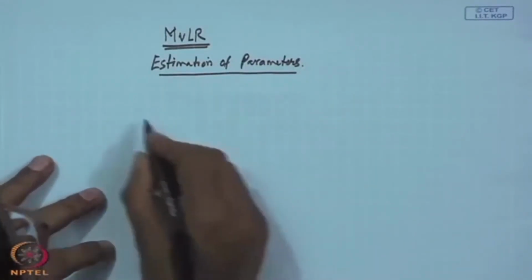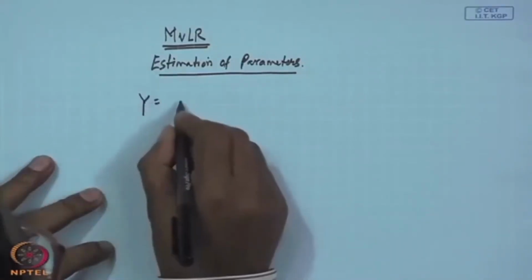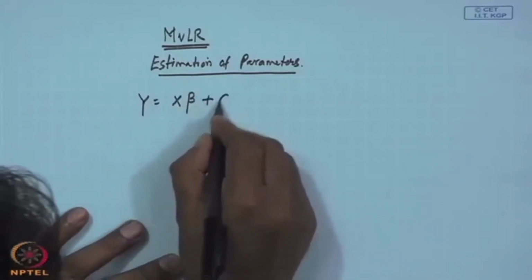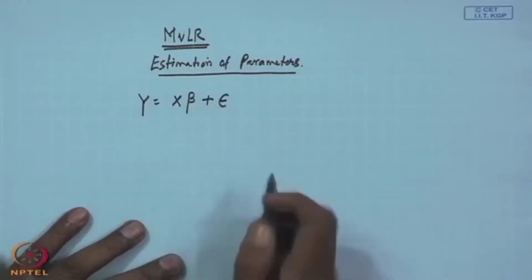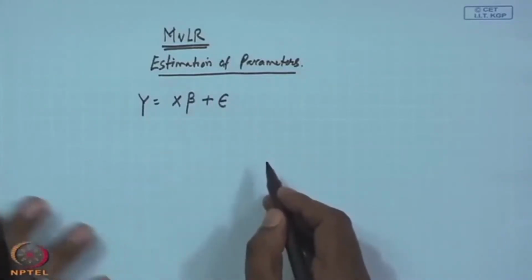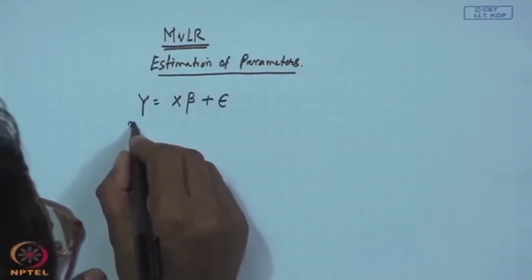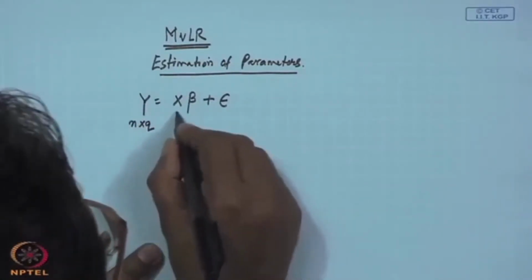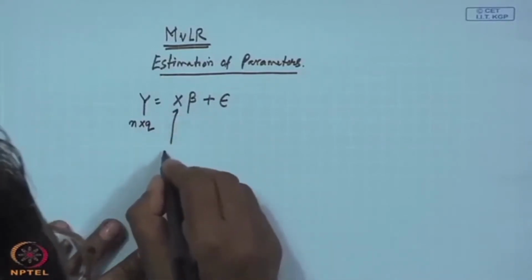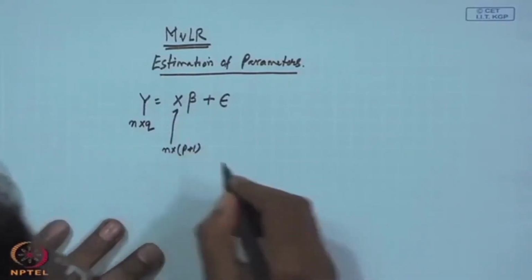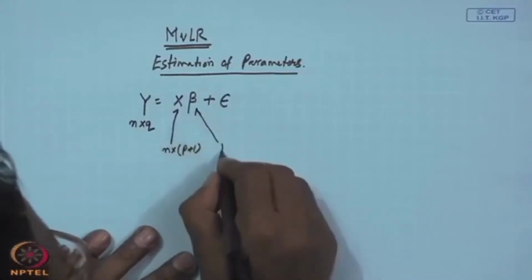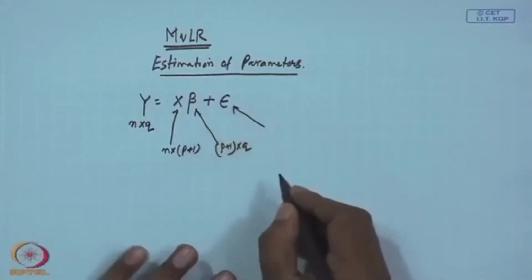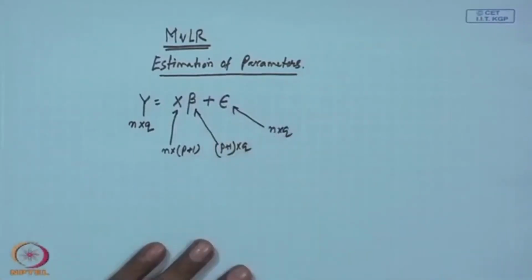So last class what we have seen is that Y is a function of X in terms of regression coefficient beta as well as an error term. So here the matrix looks like this. Y is an n cross q matrix. Our X is an n cross p plus 1 matrix, and beta definitely should be a p plus 1 cross q matrix, and our error term is also an n cross q matrix.